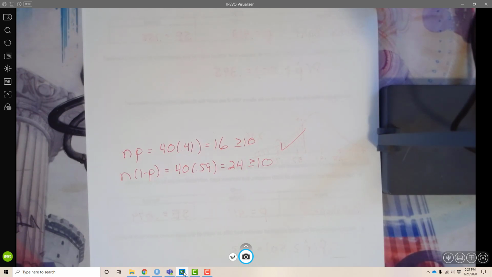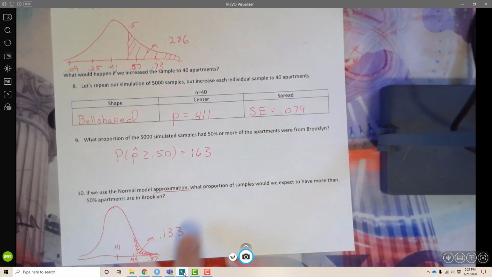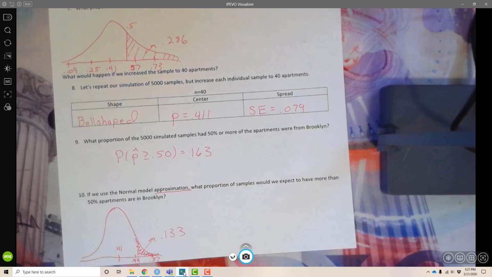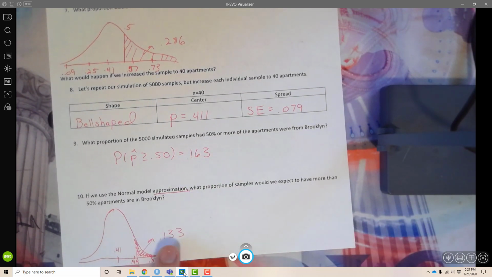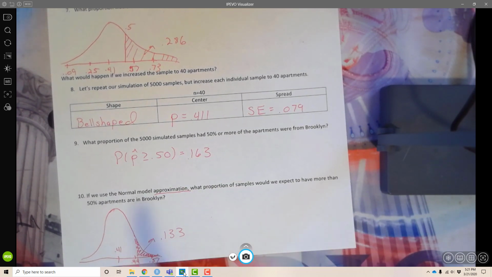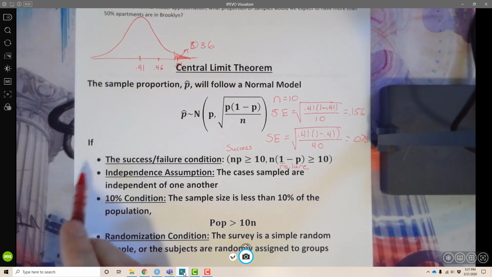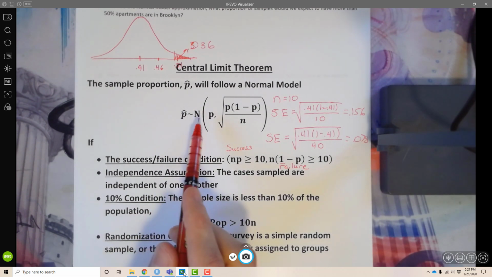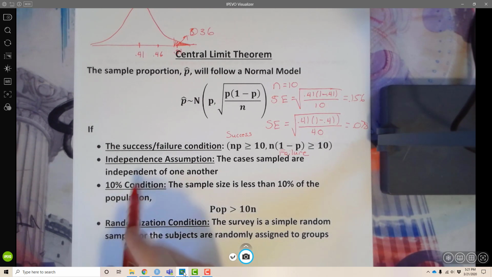And if we look back, we end up with something pretty similar, 16.3% to 13.3%. Again, not an exact match, but because our sample size was large enough, the simulated proportion and the theoretical proportion matched up. So we need to make sure our sample sizes are large enough, otherwise the sample proportion may not follow a normal model. And then the next big one is what we call independence.